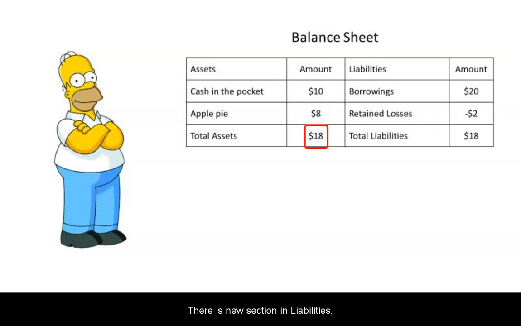There is a new section in liabilities. It is called retained losses. It equals $2, shown as a negative number. Borrowings remain the same, $20. Total liabilities, $18, equal assets. Please remember the main accounting equation: assets are always equal to liabilities.